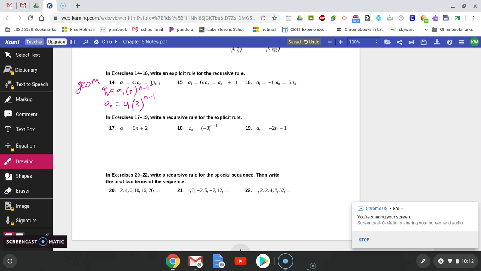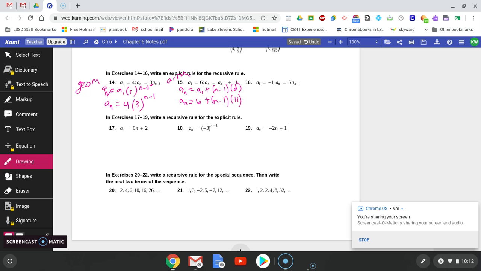Okay, so number 15, the rule is adding 11, so I know that that one is going to be arithmetic. My arithmetic rule was a sub n is equal to a sub 1 plus n minus 1 times d. So a sub n is equal to my first term, which is 6, plus, and then it says we're adding 11 each time, so I'm just going to leave the n minus 1 part there, and then it's times 11.